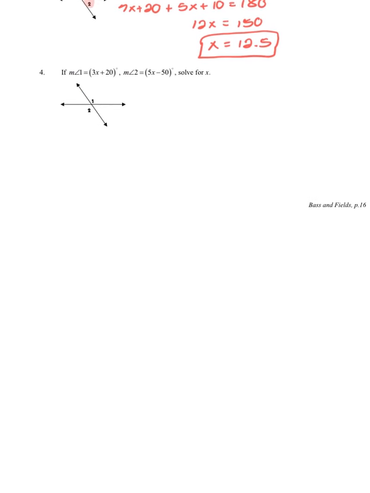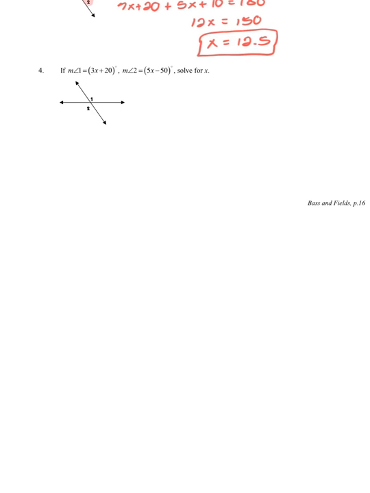All right, our next problem, we're going to start out the same way. We're going to take a look at what type of angle pair we are given. And we can see on this problem that angle 1 and angle 2 this time are vertical angles. And we know that vertical angles are congruent. So this time we can take our measure of angle 1 and set it equal to our measure of angle 2. So 3x plus 20 equals 5x minus 50.